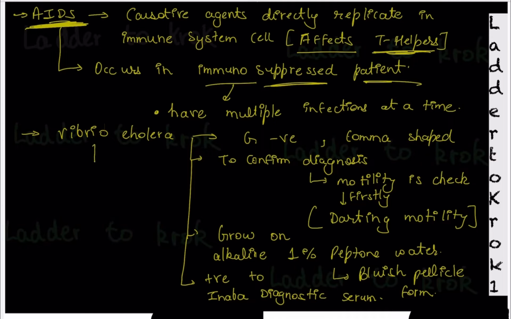Basically this Vibrio cholera causes a lot of body fluid loss. How? It causes rice water stool, and because of this rice water stool, the patient can lose 15 liters of water. It's a very huge amount.